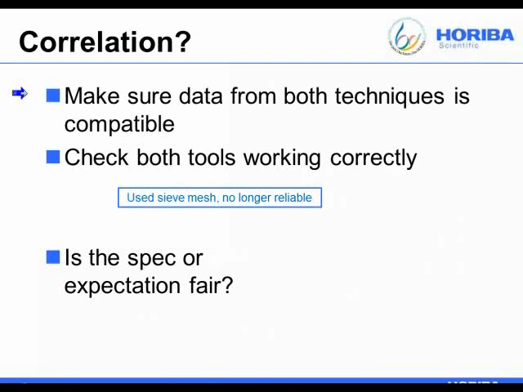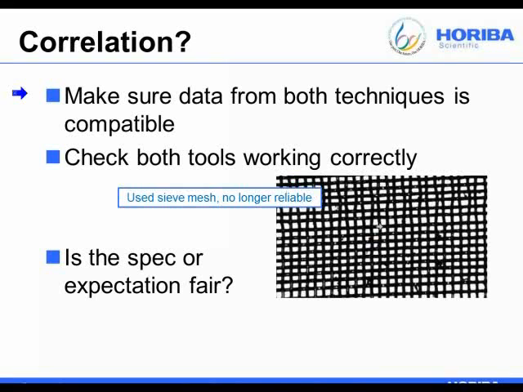We could talk a little bit about correlation. If you do have different data from different techniques, you have to decide: do you need to match the data? And if you do need to match the data, how do we go about doing that? We would check that both tools are working correctly. The most common case we run into is with the CAMSIZER product line, where we're trying to match sieve results.